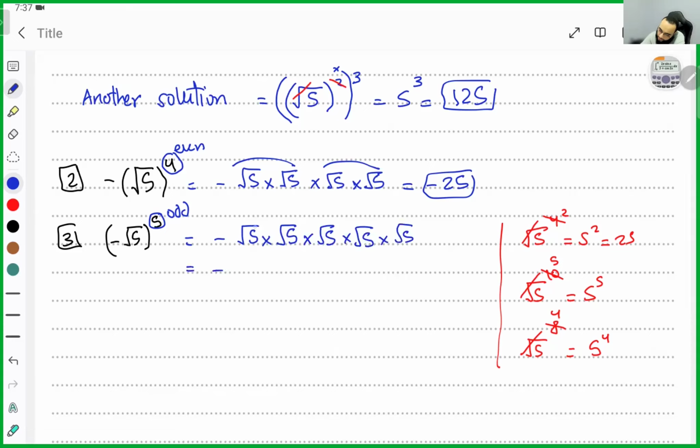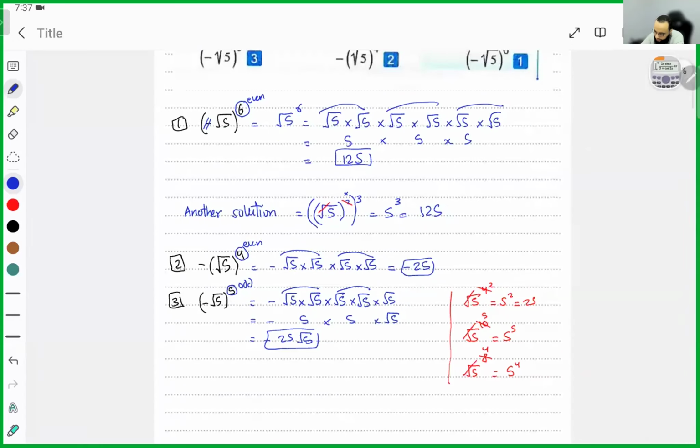Each two roots equal 5. So this is 5 times 5, which is 25, times root 5. Then it's negative 25 root 5. That's it. Mister, can I take half of the 5? Half of the power here is 2.5, which makes it so difficult. It's better to do it with even powers only.